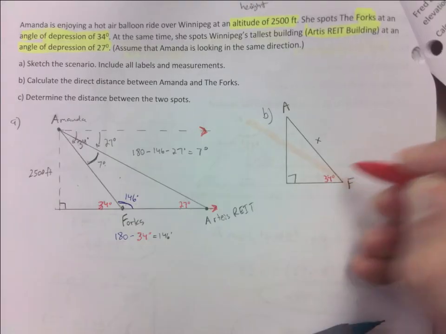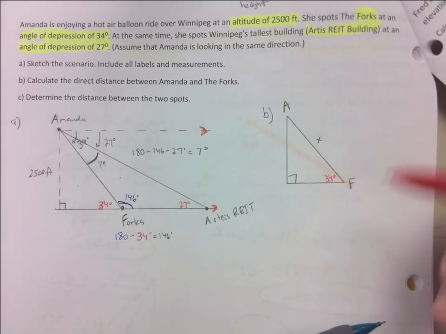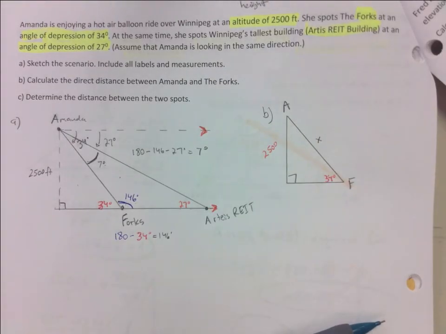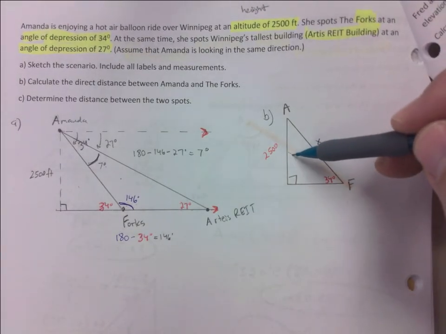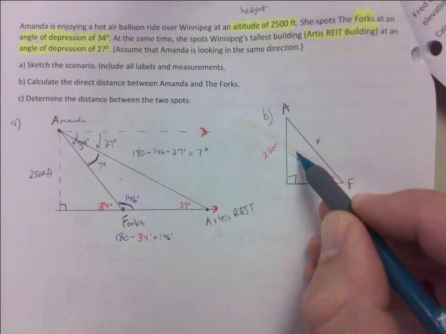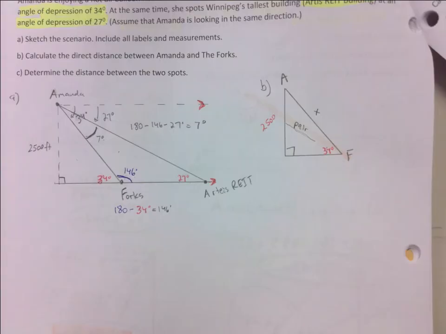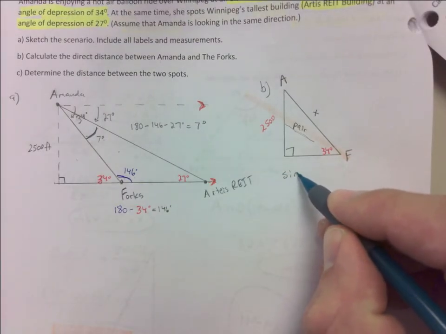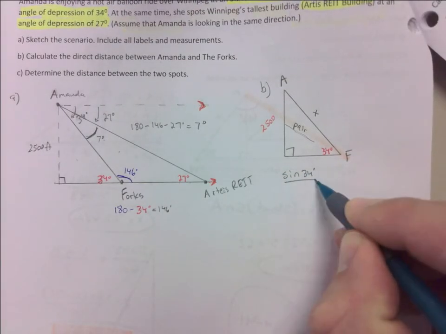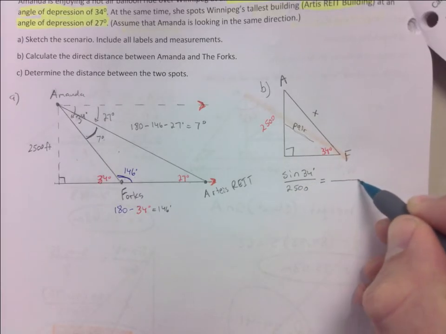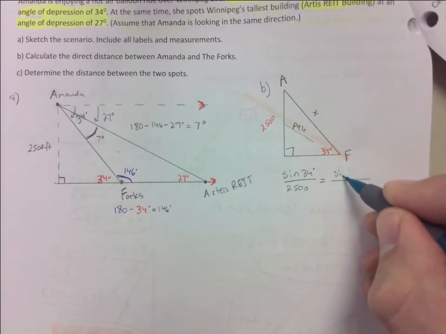I'm going to copy that over. And I know that this is 2500. I'm going to copy that over as well. You've got your pair. Okay. So we know this is sine law. So we're going to go sine of 34 over 2500 is equal to sine of 90.